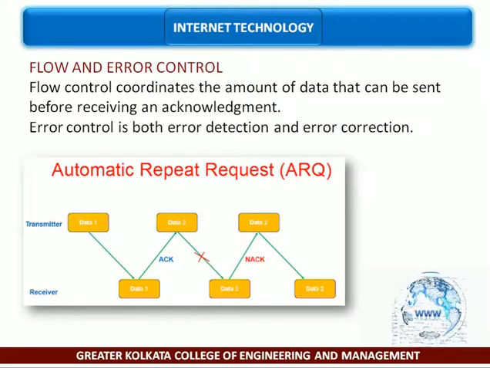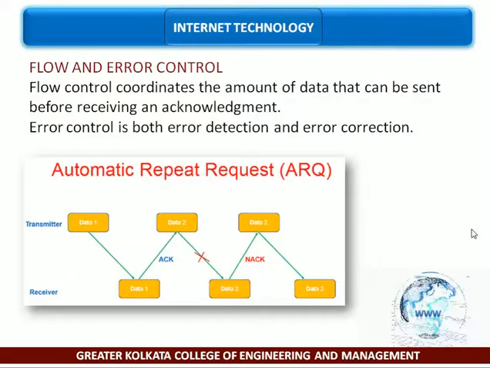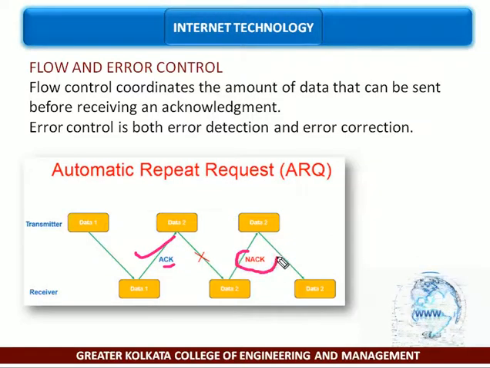And this is called automatic repeat request. Error control in the data link layer is based on that, with the transmission of data. If the acknowledgement is received, then that will be accepted. If no acknowledgement is received, then nothing will be accepted.